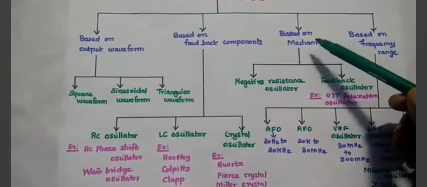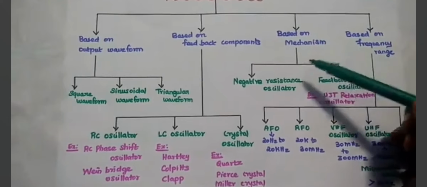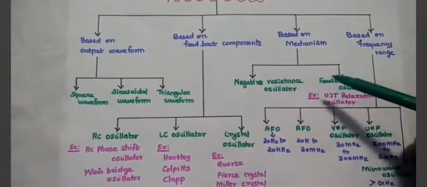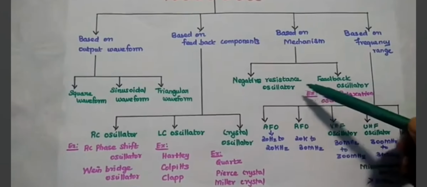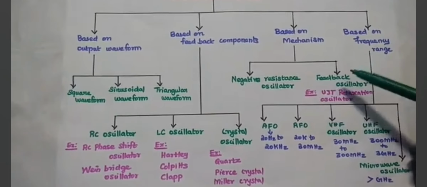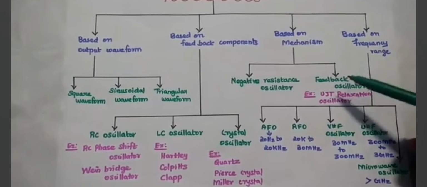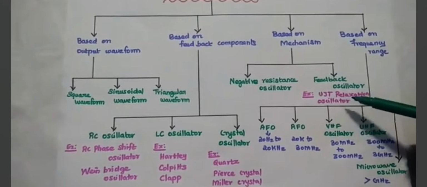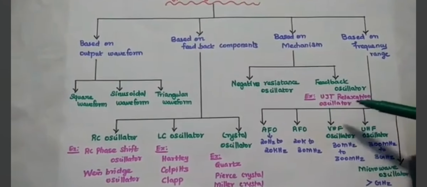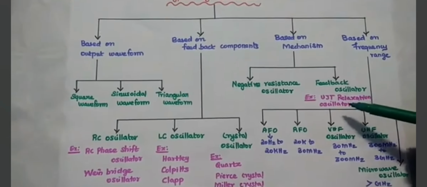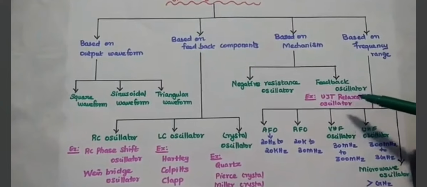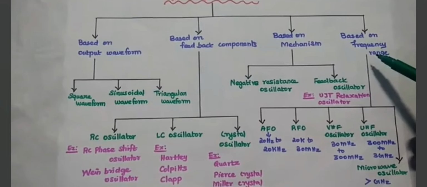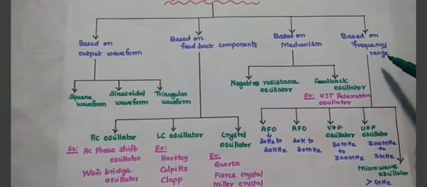The next type is based on mechanism used. It can be classified into two types, negative resistance oscillator and feedback oscillator. The example for this negative resistance type is UJT relaxation oscillator, that is a very important one, in which no feedback is used. Okay. The last one is based on frequency range.